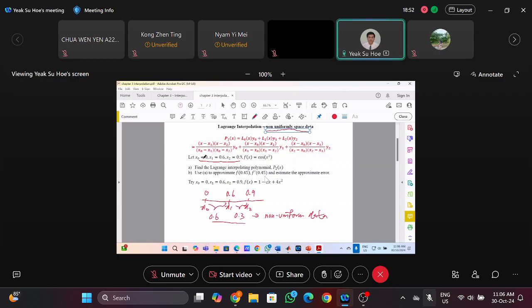So it means that when the data, the S coordinates and the input, are non-uniform, then we can use Lagrange interpolation. But Lagrange interpolation can also be used for uniform. For example, if your S0 equals 0, S1 equals 0.5, S2 equals 1, you see the increments delta x equal to 0.5, and then delta x equal to 0.5. So this kind of data we call uniform data.